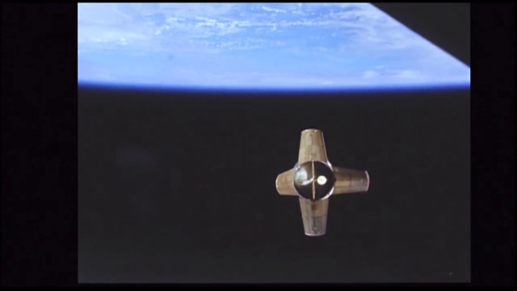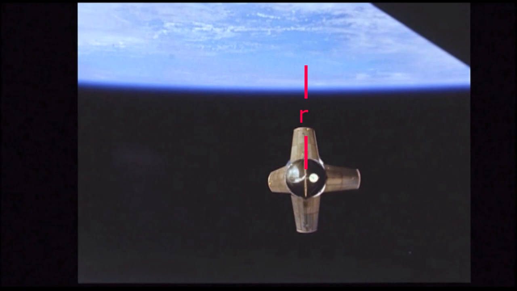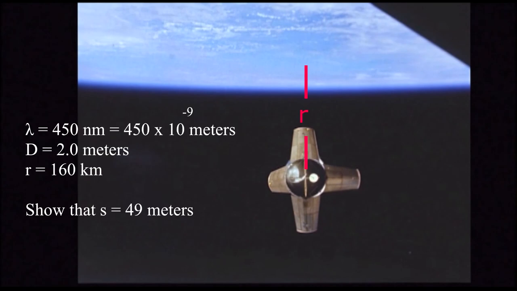From the satellite to the ground is the distance r equals 160 kilometers, which we translate into meters. The diameter of the circular aperture is d equals 2 meters. We want to find the arc length s for objects on the ground that can be resolved. The wavelength is lambda equals 450 nanometers, which we write in meters. Please do the algebra and arithmetic and show that s equals 49 meters.